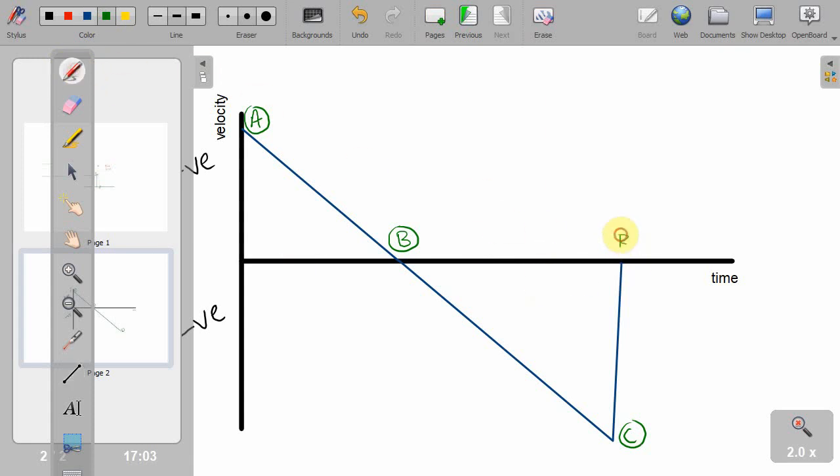Not drawn very well. This is D here at this point.